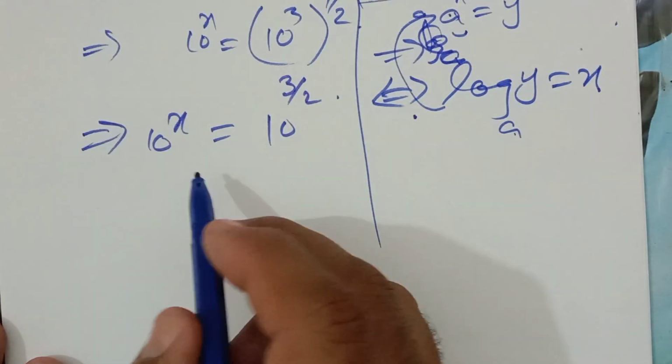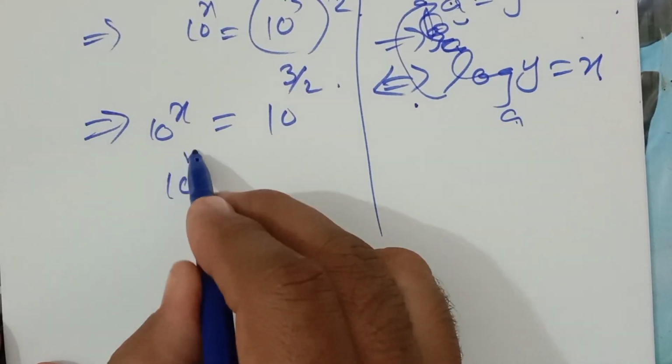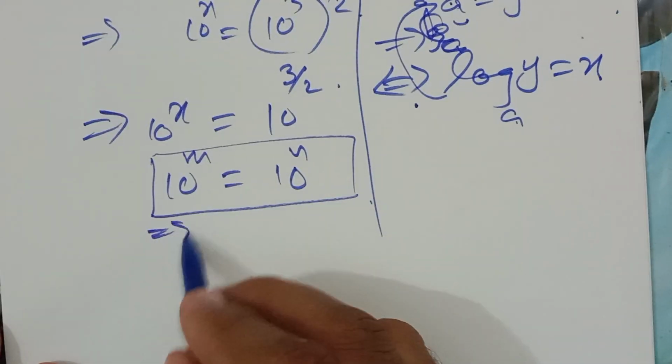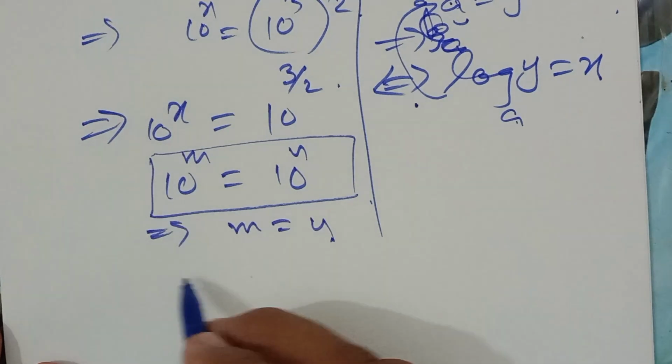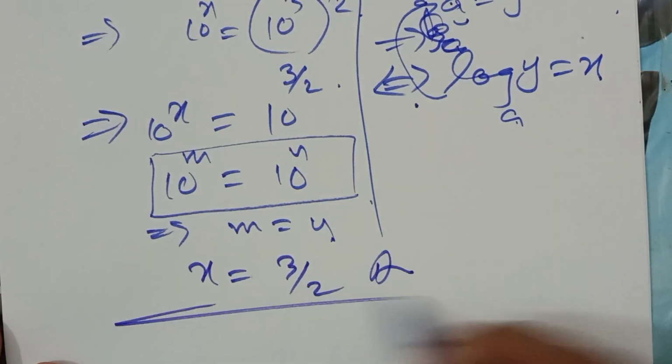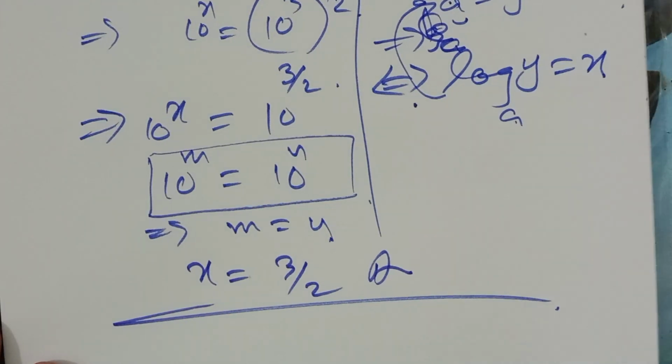Now here, by means of exponential law, if we have 10 raised to power m and 10 raised to power n, we can compare easily: m equal to n. So 10 and 10 are equal, then we can compare x is equal to 3 by 2, which is our required answer. Now move to the next question.